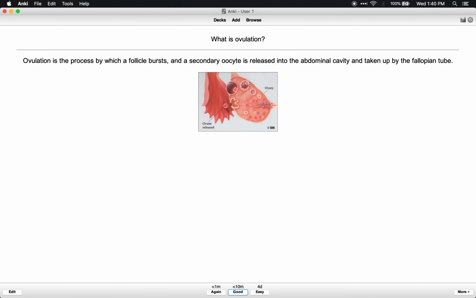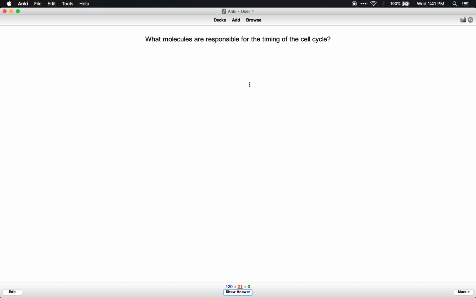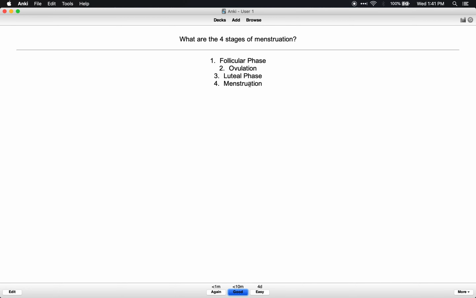What is ovulation? Ovulation is the process by which follicles burst and the secondary oocyte is released into the abdominal cavity, where it's taken up by the fallopian tube. Which molecules are responsible for the timing of the cell cycle? Cyclin and cyclin-dependent kinases. Secondary sex characteristic is estrogen. The 4 stages of menstruation are the follicular phase, ovulation, luteal phase, menstruation.